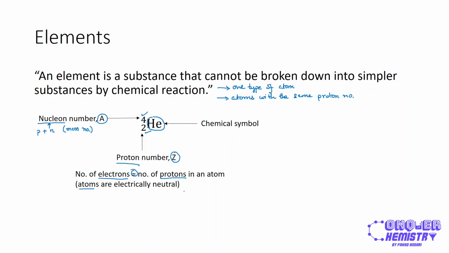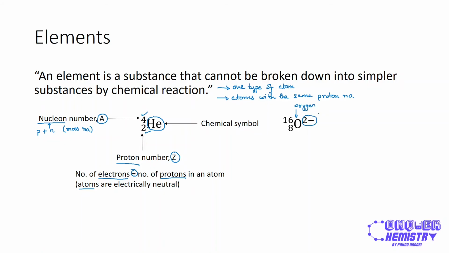But what if you have an ion? Now, ions, remember, are charged particles. They carry an overall charge. So there's an imbalance between the total positive and total negative charge. So let's take a look at an example. We have the oxide ion over here. It's made up of atoms of the element oxygen, symbolized by O.